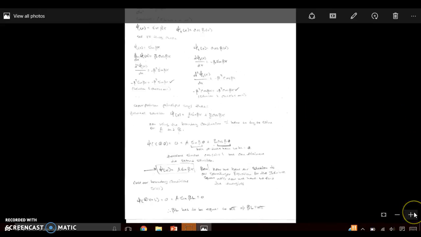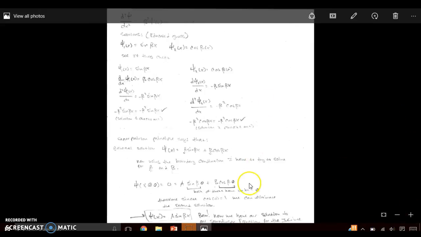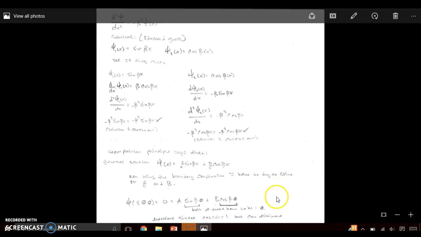So, okay, getting into page 2. Basically, just starting off with what I left off with. What I need to do is try to solve for my wave equation. I need to try to figure out some solutions for phi of x that can solve this differential equation.